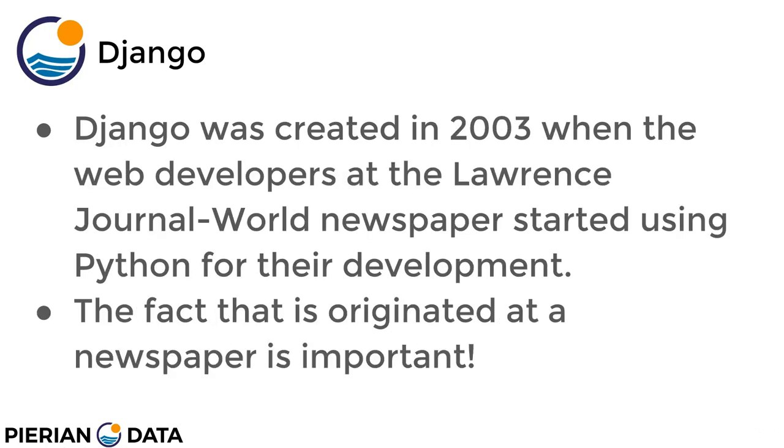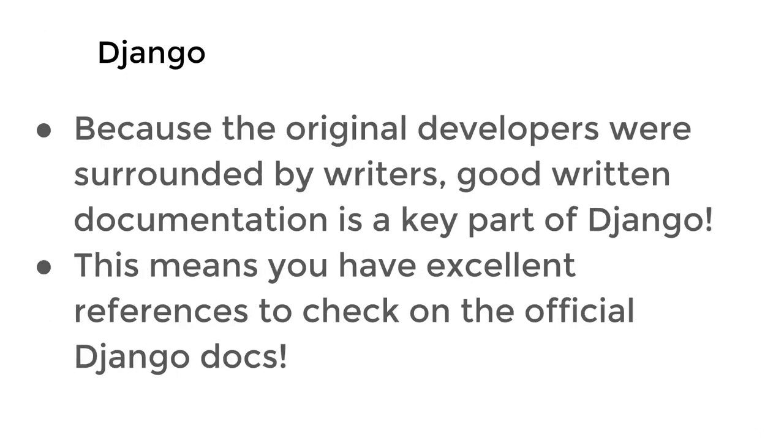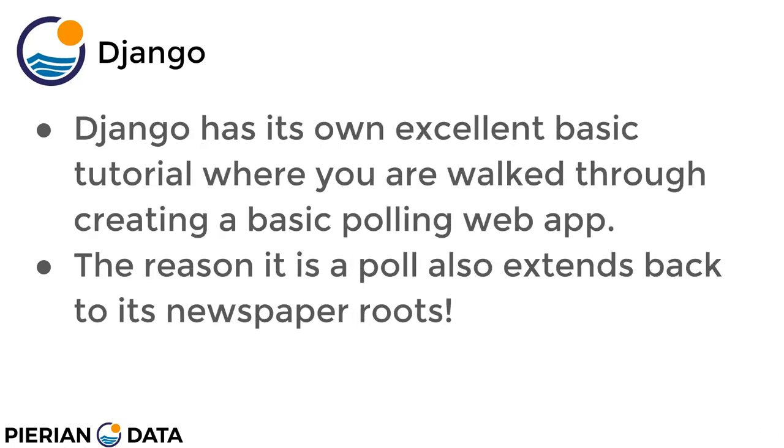Django was created in 2003 when the web developers at the Lawrence Journal World newspaper started using Python for their development. And the fact that it originated at a newspaper is actually really important to the culture that surrounds Django. Because the original developers were surrounded by those newspaper writers, good written documentation is a key part of Django. And we're going to be exploring documentation as we go along through this part of the course. And that also means that you have excellent references to check out on the official Django documentation pages.